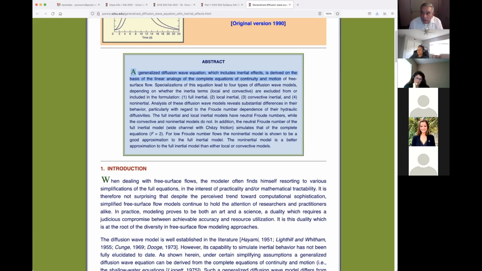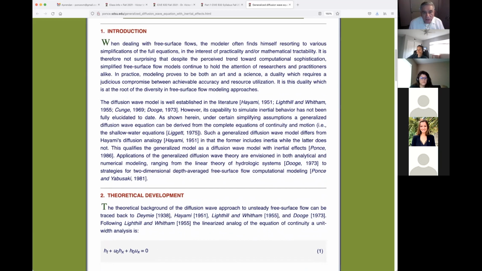Now, I worked enough on two-dimensional models to realize that sometimes people neglect one of the inertias, not just local inertia, but convective inertia too. Convective inertia or local inertia could be neglected one at a time. So our objective here was to figure out what the values of the diffusivities were for the four cases. And then we could compare and figure out what's good and what's not that good. So basically here we're dealing with surface flows, and we like to talk about simplifications. The diffusion wave model is well established in the literature, and we mentioned the names that you have already seen.